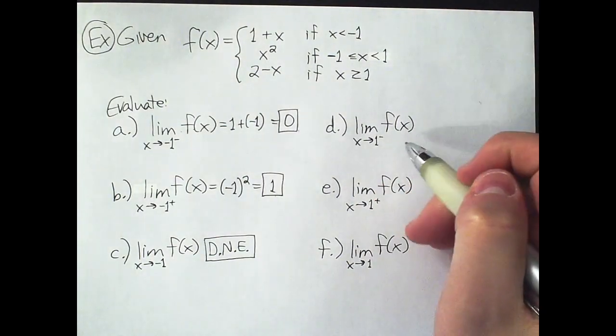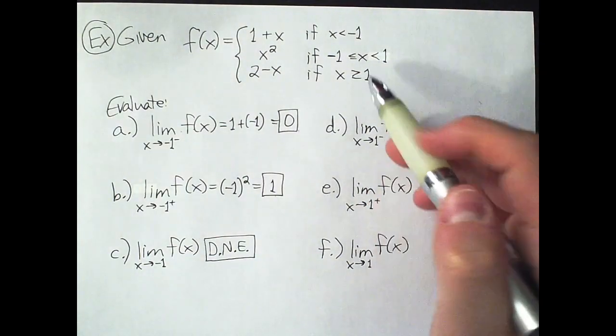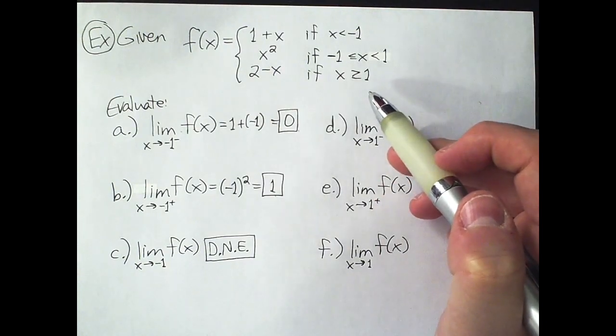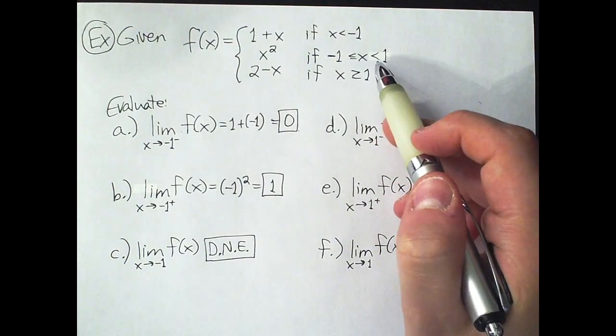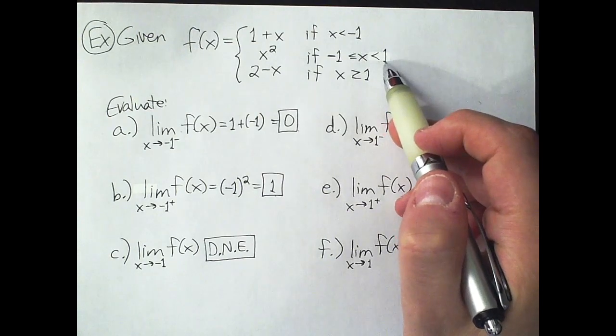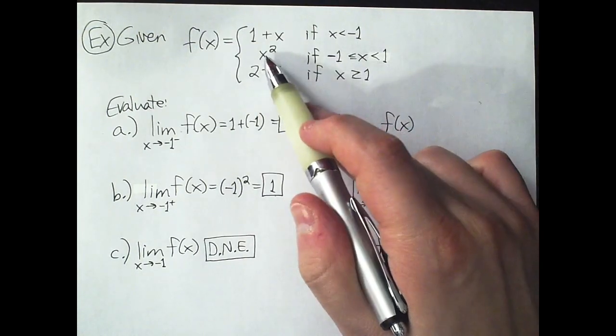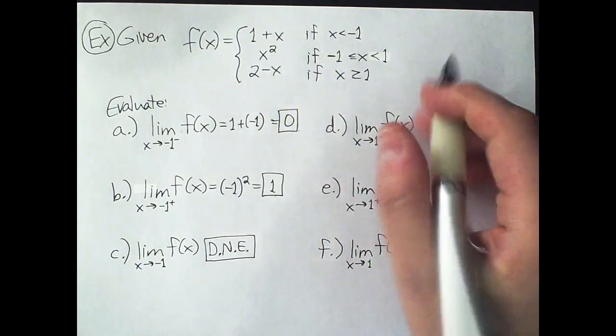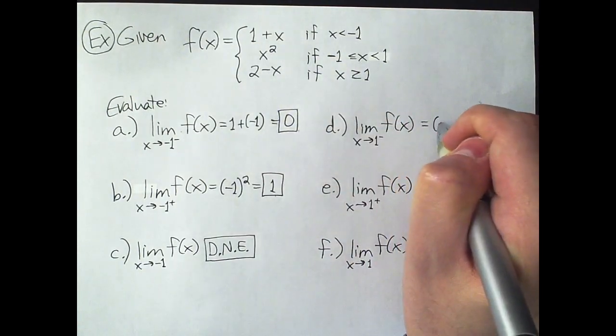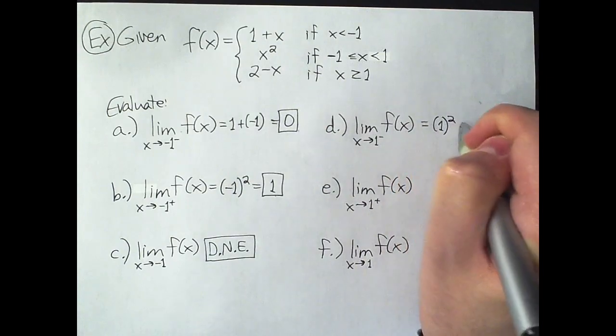Part D, we're approaching +1 from the left. If we're approaching +1 from the left, we are a little bit less than +1. So we're still in this second rule where f of x equals x squared. So we do 1 squared and just get 1.